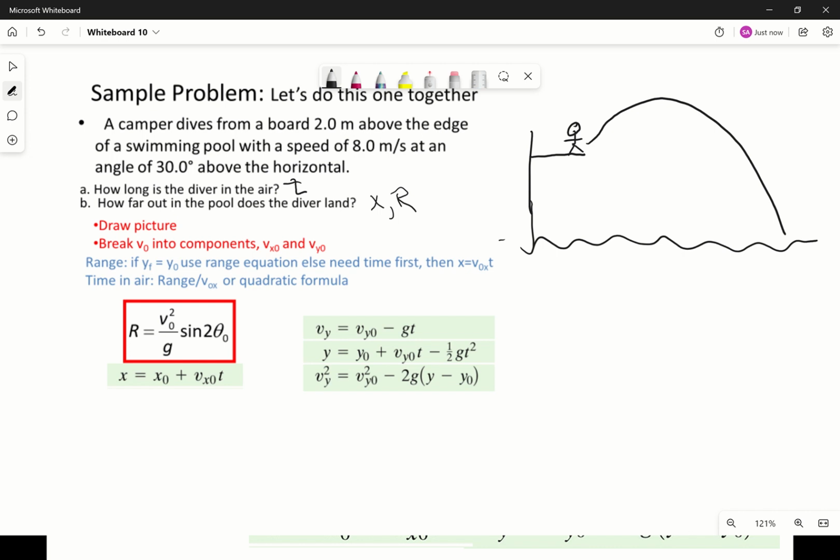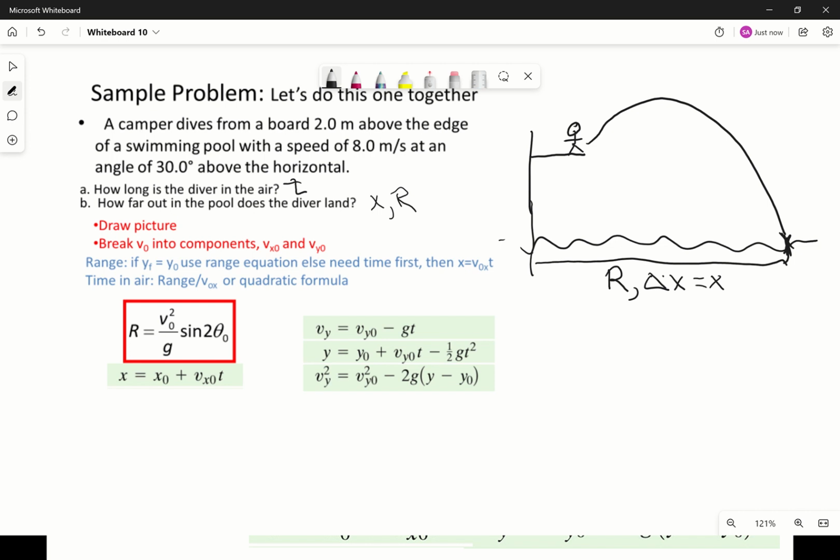All right, so we want to know how long is the diver in the air. So what's the time at which he hits the water? And we want to know how far does he go. So we want to know the horizontal distance, the range, or the delta x, which is x minus x0. Okay, so we want to know that, and we want to know the time.